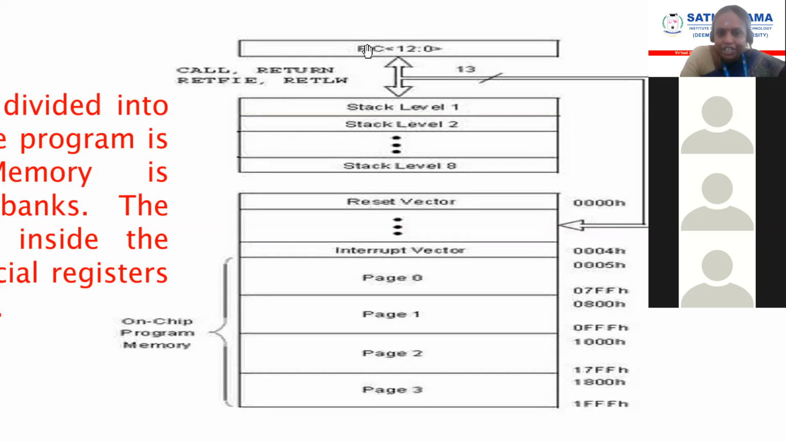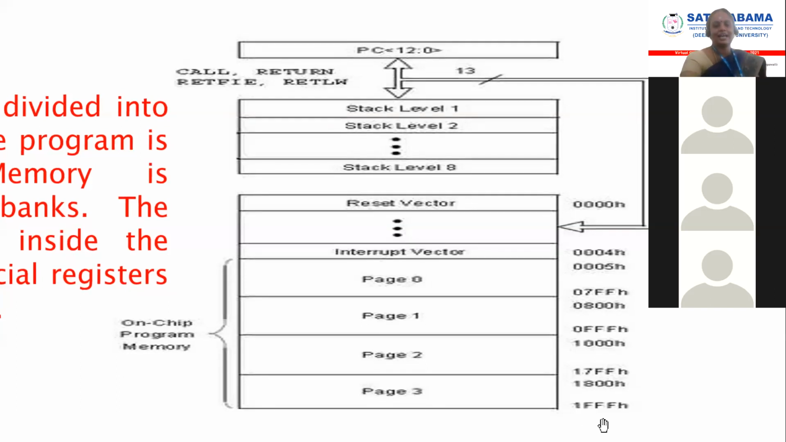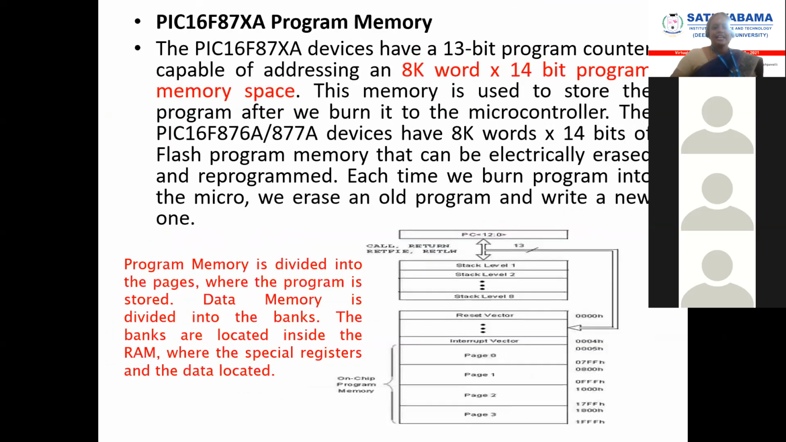So here you have mentioned program counter 0 to 12. 0 to 12, how many bits? 13 bits. Why? 1FFF is my maximum memory space address, so 12 plus 1 is 13 bits. My program memory is divided into pages. How many pages? 4 pages, each page having 2 kilobytes, so totally 8 kilobytes. It's a 13-bit program counter and stack is there.